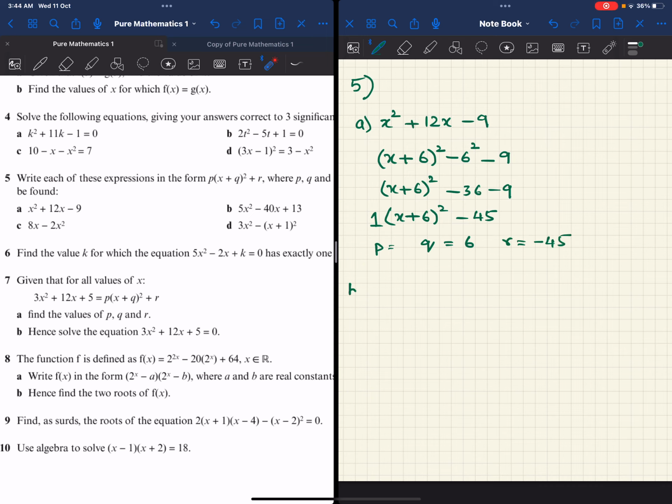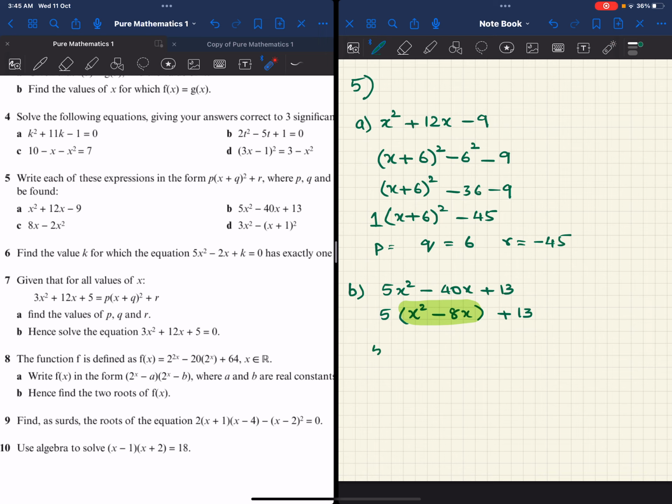Moving on to question B, we have 5x² − 40x + 13. Since the coefficient of x² is other than 1, we will pull it out from the first and second term as a common factor. So 5(x² − 8x) because 5 eights are 40, and 13 will just stay out. We are going to do completing the square for this bracket now. So we take the coefficient of x, we half it, and we complete the square.